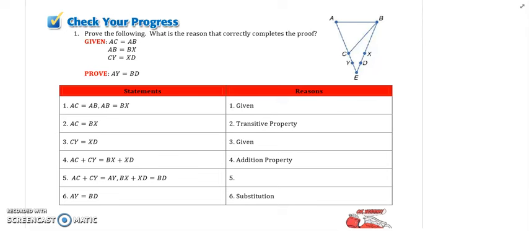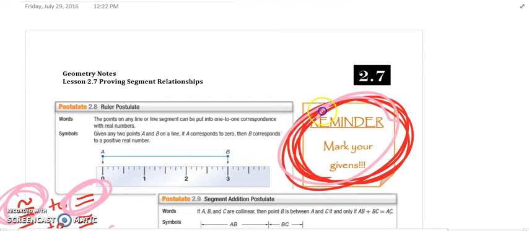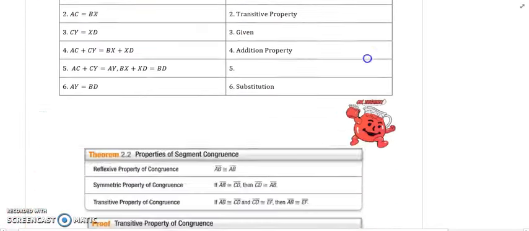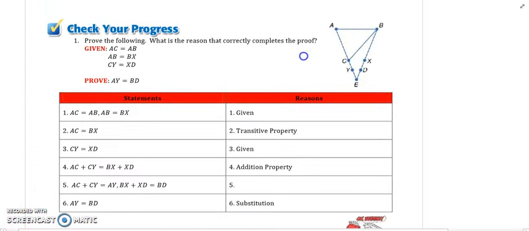Okay, if you looked at this problem, hopefully you've worked it. It looks a little crazy. I got a lot of segments going on here, but remember to mark your givens. So we're going to scroll down here and mark our givens. AC is equal to AB, and then AB is equal to BX. It also gives us something else, but I'm going to stop right there real quick.